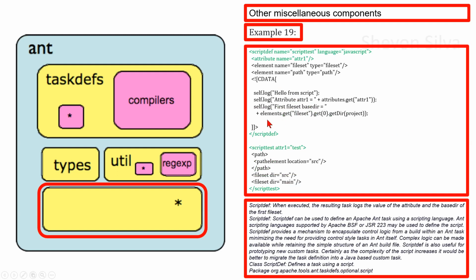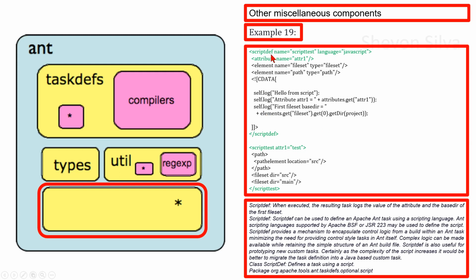Now we are considering script def. When executed, the resulting task logs the value of attributes and the base dir of the first file set.